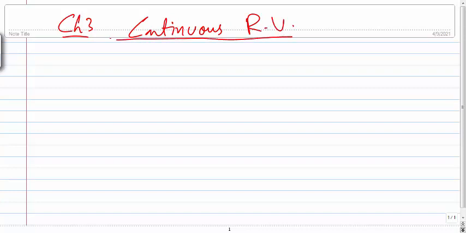Today we start continuous random variable. So this is your chapter number 3, which is continuous random variable. In chapter number 2 we discussed the discrete random variable. Here we discuss the continuous random variable.